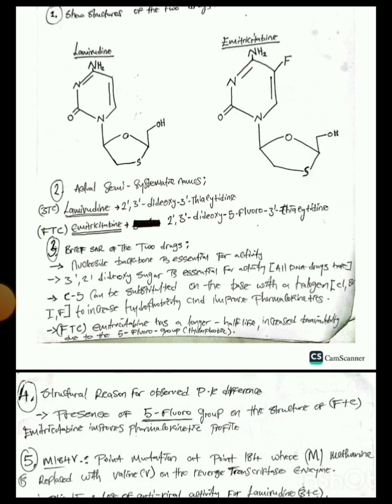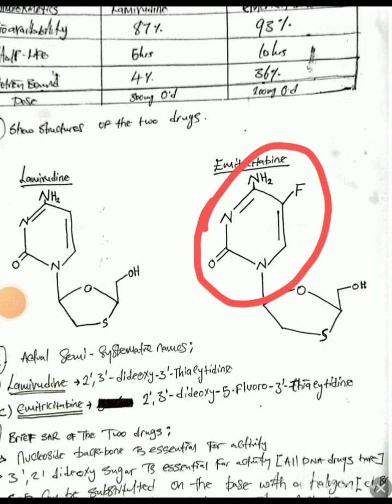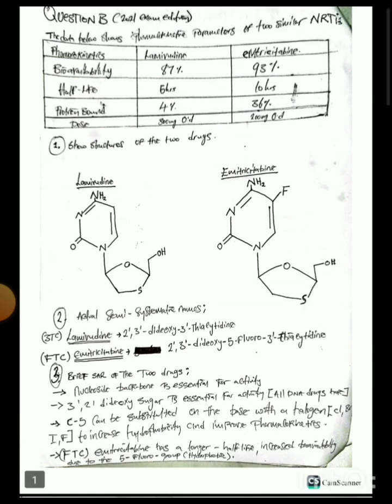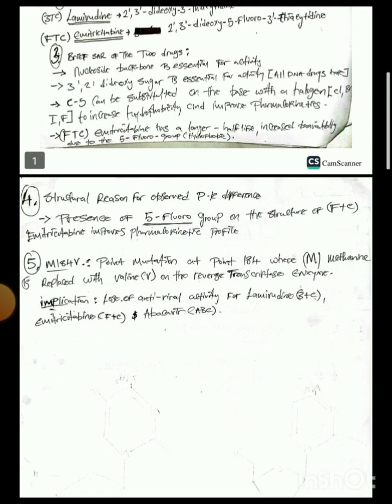So a halogen can be added on the base to improve hydrophobicity and for pharmacokinetic purposes. So like in the case of emtricitabine, a fluorine atom has been introduced in the base structure. This is making it slightly more hydrophobic than lamivudine, which will improve various pharmacokinetics. Okay, then emtricitabine has a longer half-life, increased bioavailability due to the 5-fluoro group. So addition of a halogen on that base will increase those pharmacokinetic parameters.